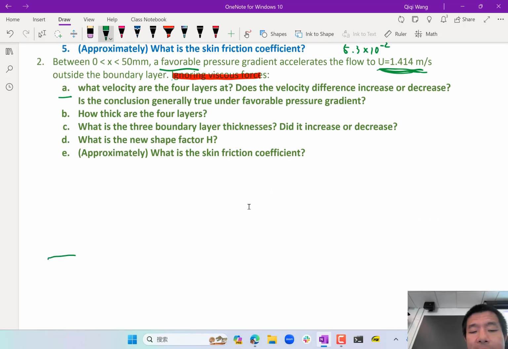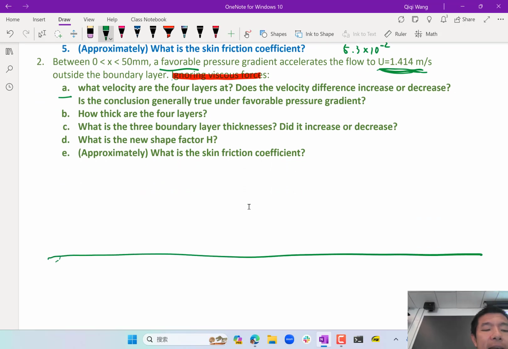So here we have a flat plate. Let's actually no longer exaggerate the aspect ratio. Okay, so here is the previous boundary layer. Here is the downstream one. The boundary layer is very thin, so it's like that.